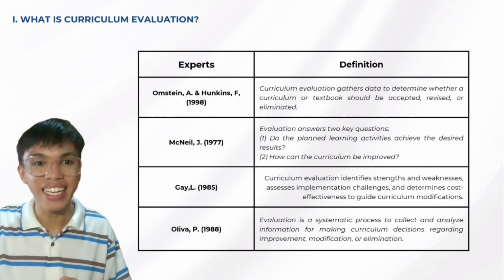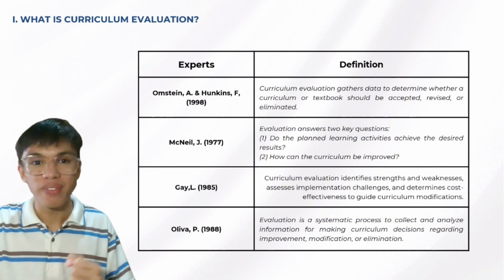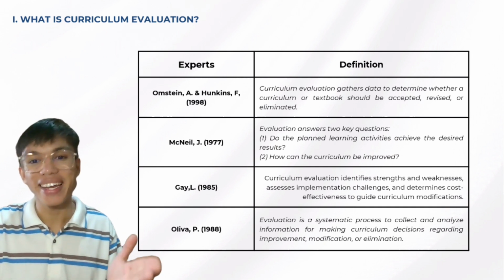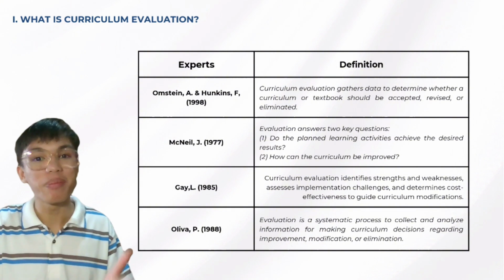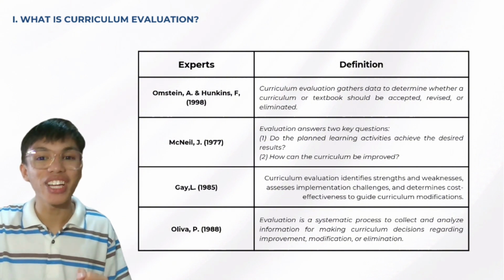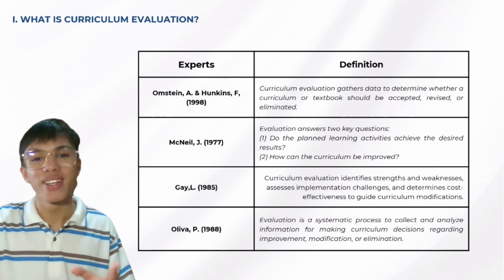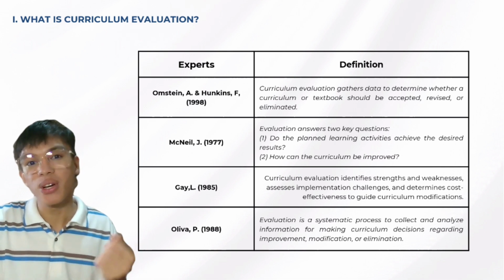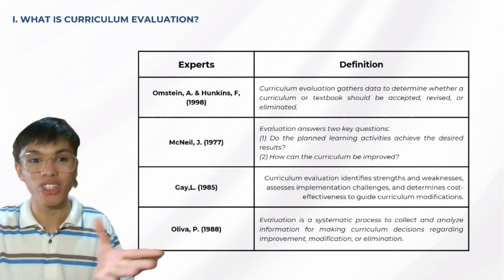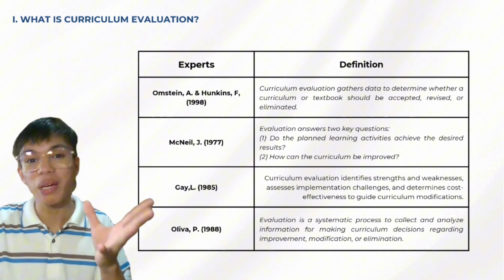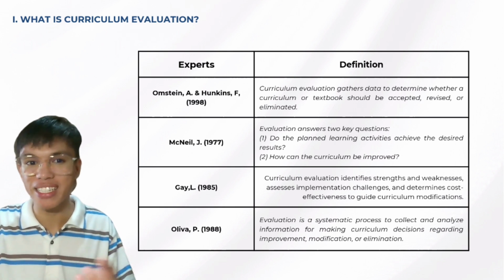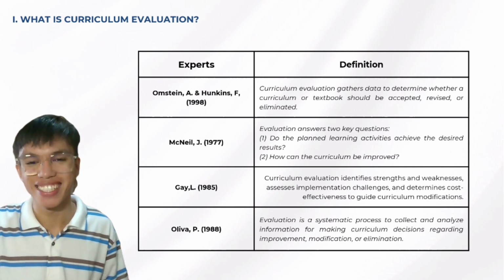modifications. And lastly, according to Olivia, evaluation is a systematic process to collect and analyze information for making curriculum decisions regarding improvement, modifications, and eliminations. So, from these definitions, we see that curriculum evaluation is not just about checking for mistakes, it's about improvement, innovations, and ensuring the best learning experiences for students.